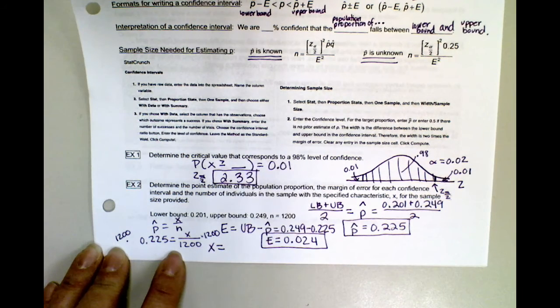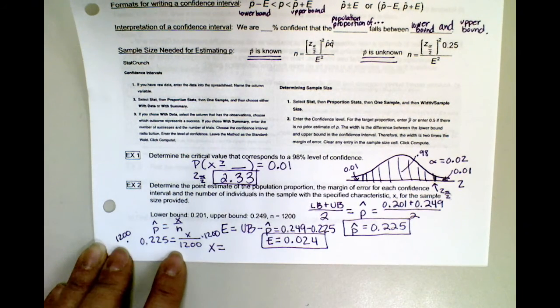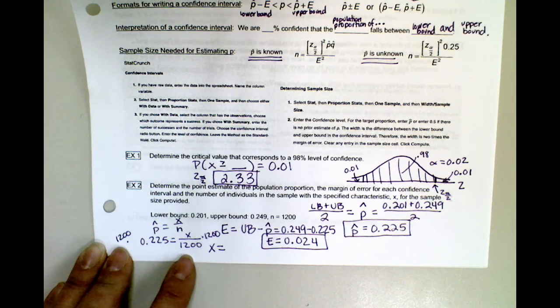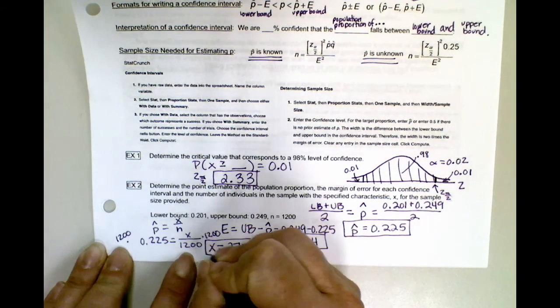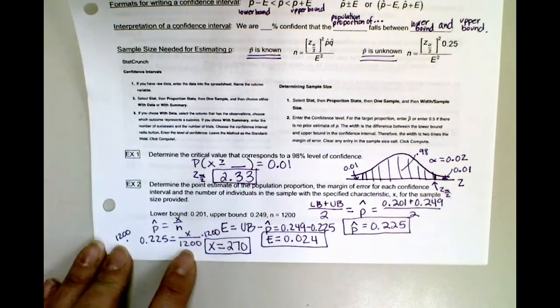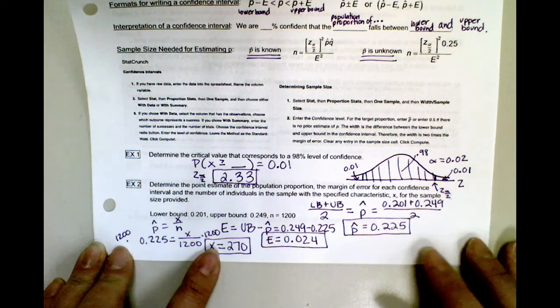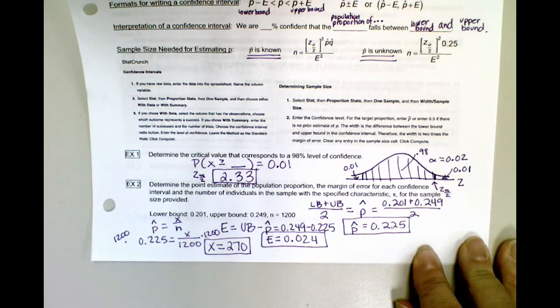Again, we're talking about individuals here, so we would want to bump up to whole numbers. If it comes out as a decimal, we wouldn't want a decimal. In this case, we just get 270. So whatever the characteristic is that we're measuring, in order to have that lower bound and upper bound for a sample size of 1,200, that would mean that 270 people had each of those characteristics.